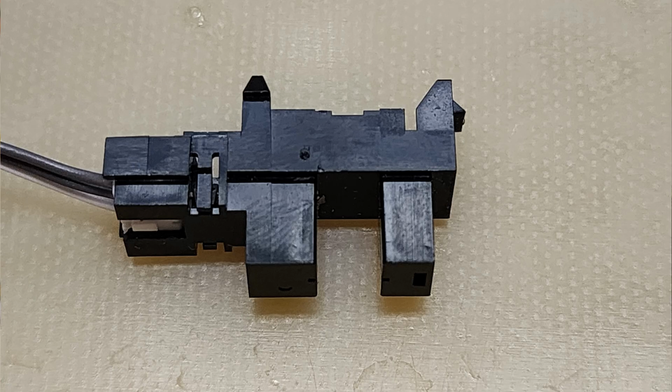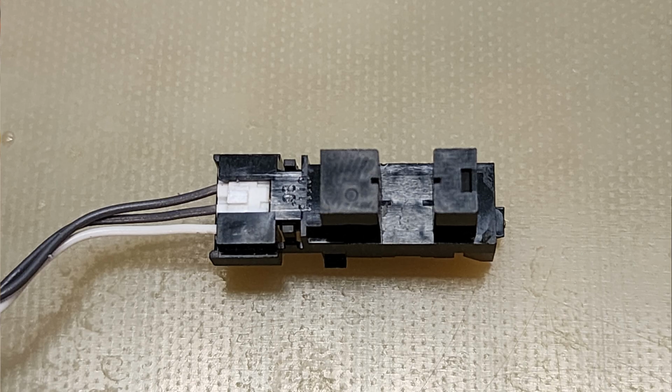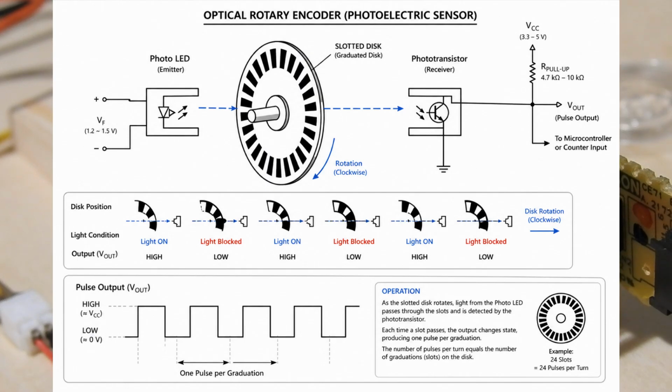Optical rotary encoder operating principle. An optical rotary encoder is a non-contact sensor used to measure the rotational position, speed, or number of revolutions of a rotating shaft. It consists of three main components.